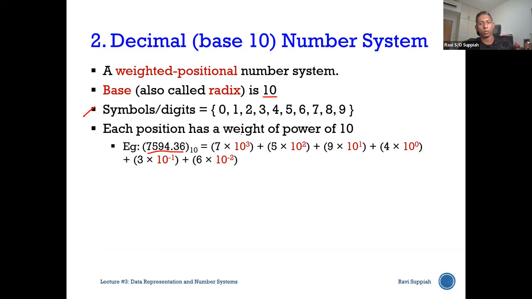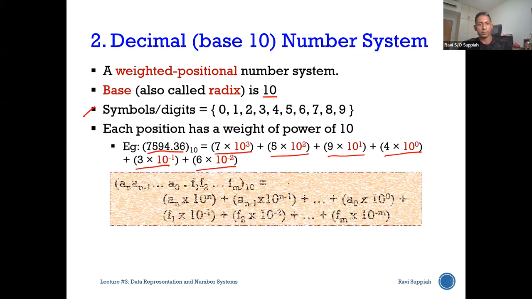But if you were to work it out step by step, this is what you will get. So you have 10 to the power of 0 times 4, 10 to the power of 1 times 9, 10 to the power of 2 times 5, 10 to the power of 3 times 7, and so on. Correct? And the same thing applies for decimal values. When you go to the right of the decimal place, it becomes 10 to the power of minus 1, 10 to the power of minus 2, minus 3, and so on. That is basically how you interpret any number with a particular base.